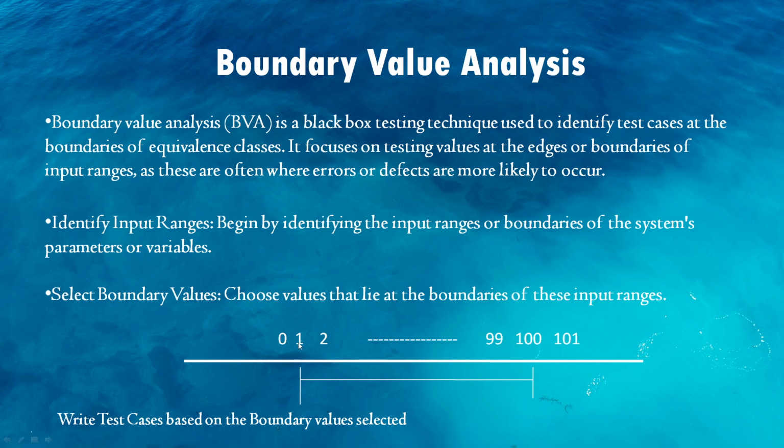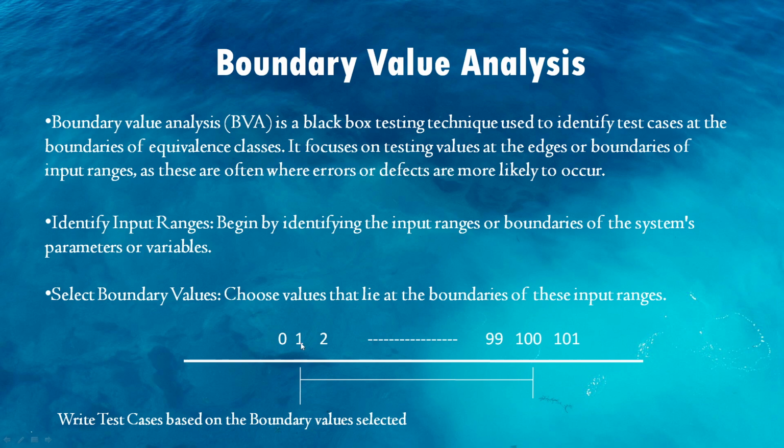Now boundary value analysis says begin by identifying the input ranges or boundaries of the system's parameters or variables. So these are the system variables, 1 to 100 it accepts. So now we are going to identify the boundary. What is the boundary? 1 and 100 is a boundary, right? When you use the word boundary, boundary means it's an edge, from one end to another end. That's a boundary, right?